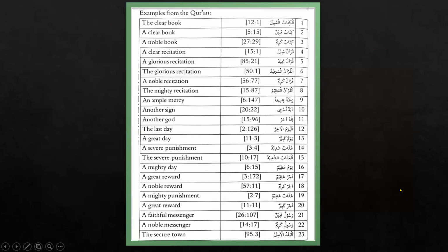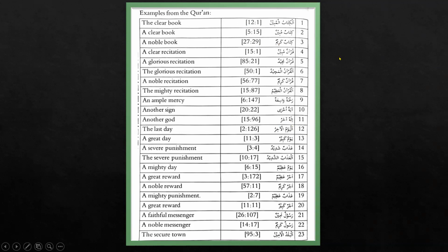Here are some more examples from the Quran. There's a list of words, the Mawsuf Sifa fragments, and we are going to check a few of them to see how they are used in the Quran. You can also highlight all these Mawsuf Sifa fragments in your Quran to refer to them whenever you want. Here are the references of the examples given, so we can highlight them in our mushafs.